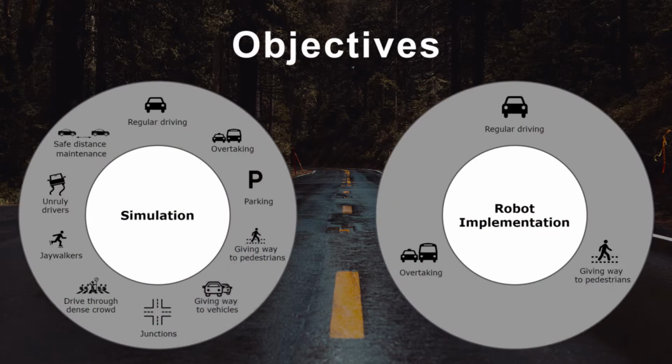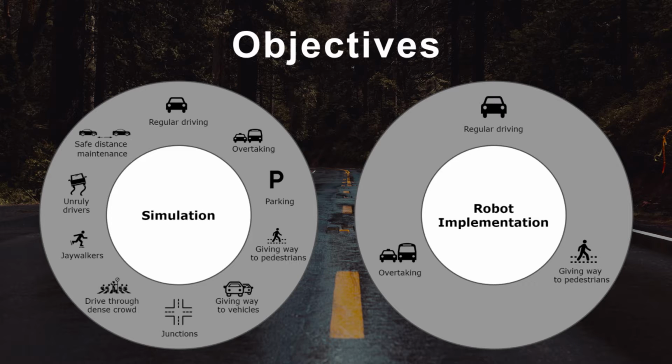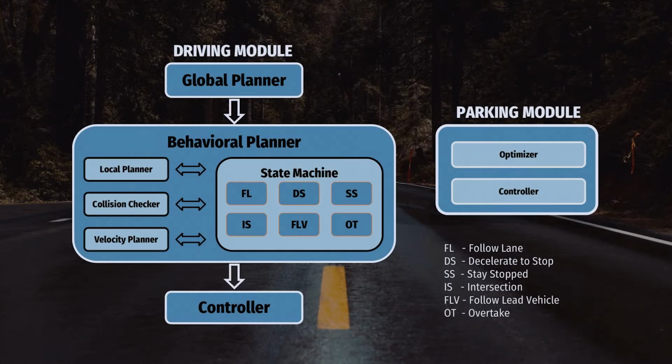The objectives of our project can be divided into two main sections: the simulation, where we will handle both structured and unstructured environments mentioned, and the robot implementation, where we will implement some simple scenarios to test our system in real time. This is the overall block diagram of our implementation.